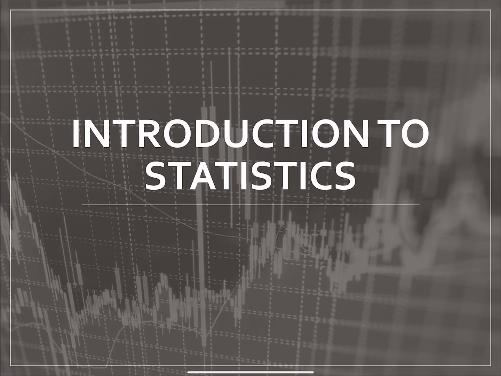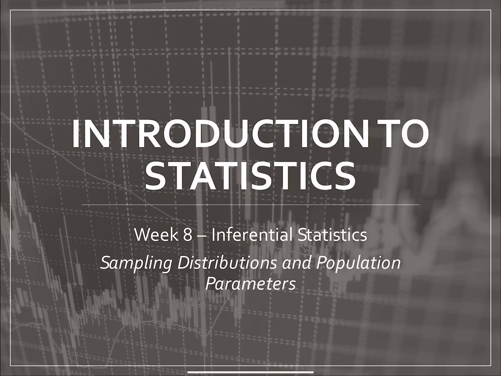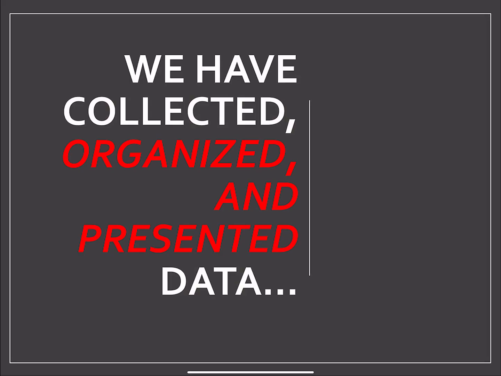Starting off, this is obviously still Introduction to Statistics. That has not changed. And we are still talking about inferential statistics. In our conversation about inferential statistics, we previously talked about probability and normal distribution. So today we're going to talk about sampling distributions and population parameters. So where are we basically in this class? This is where we are.